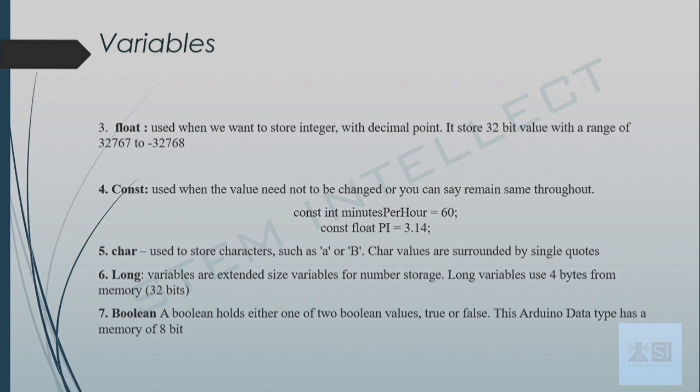Fourth one is constant. We write it as const. So it is used when the value need not be changed, or you can say the value remains constant throughout. So like the value of a minute and an hour is 60, so that can't be changed. The value of pi, that is 3.14, we can't change it, so that value will remain constant, and you can see the syntax is also written over there.